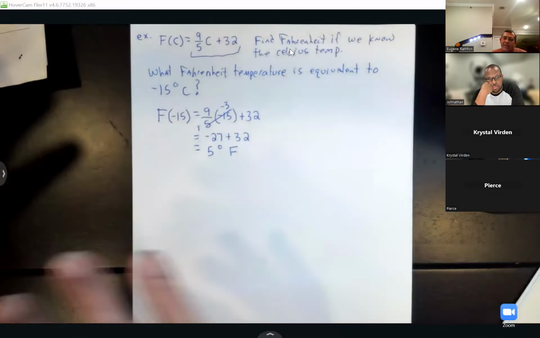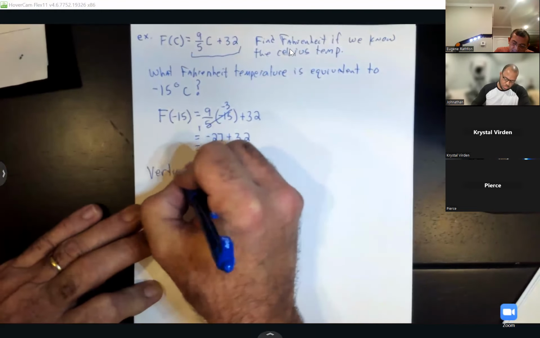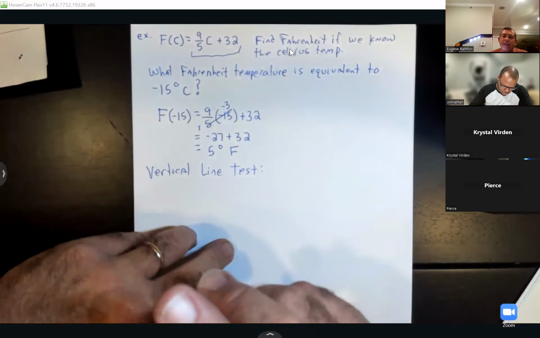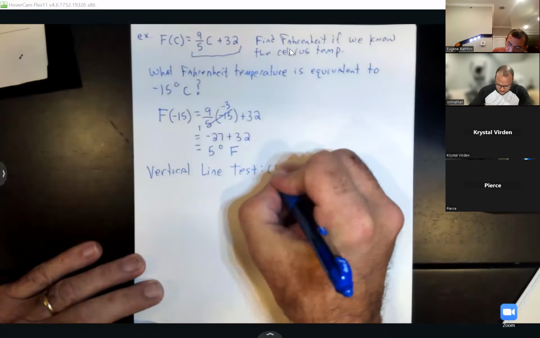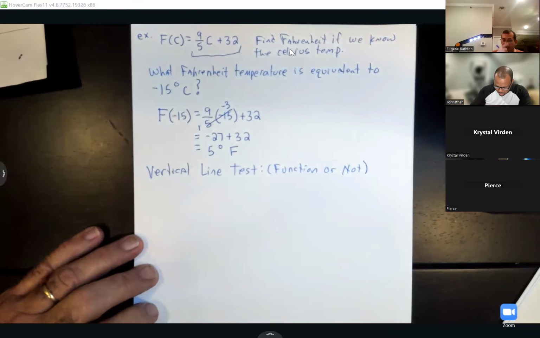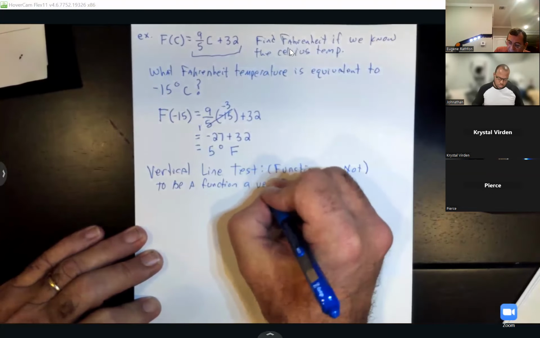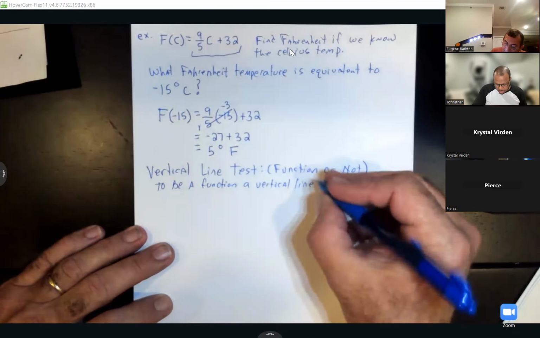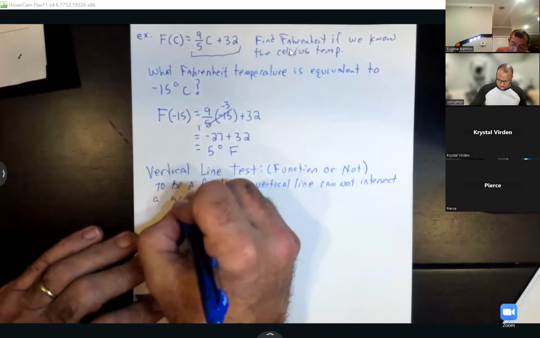So what I'm going to do is get toward the end of this lesson now, and we're going to look at what we call the vertical line test. Y'all probably used this sometime in your life. But here's the thing. A vertical line test tells me whether something is a function or not. To be a function, a vertical line, remember that's up and down like your y-axis, cannot intersect a graph more than once.